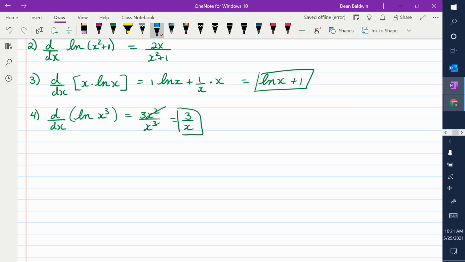The other way is you could rewrite it as 3 natural log of x, because you're allowed to drop that exponent down. Constants we don't worry about, we can pull them out. So when I do the derivative, I just have 3 times the derivative of natural log of x, 1 over x, which is the same as that. Usually when they get bigger and more complex, it's better to drop the exponent down. But something like this, it doesn't really matter.